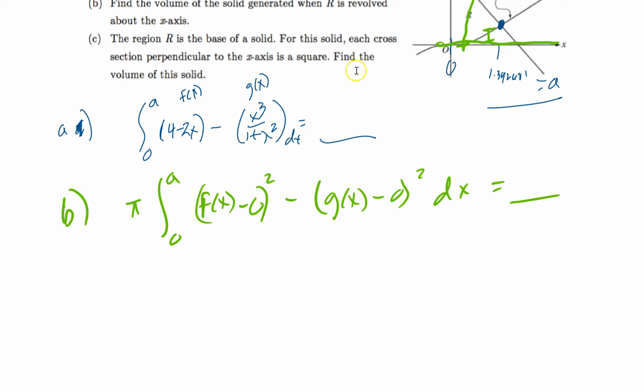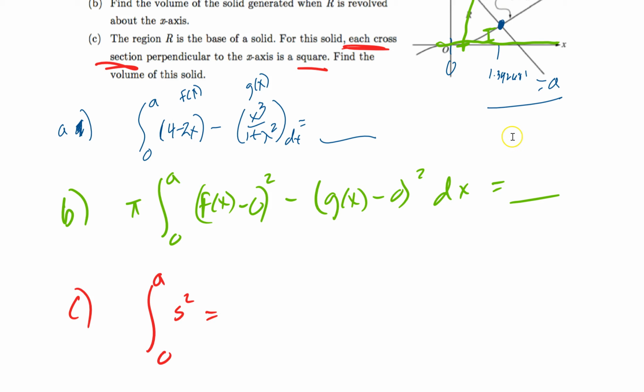C, the region R is the base of a solid for which each cross section perpendicular to the x-axis is a square. So perpendicular to the x-axis means it's a normal one, and it's a square. Find the volume of the solid. So again, cross section, we're going to integrate the square formula, s squared. It'll be from 0 to A, but that's the only form we're going to do. So all we got to do is square s.